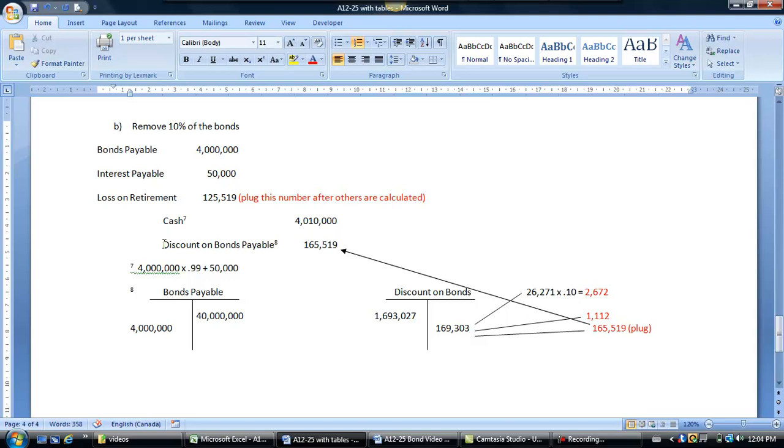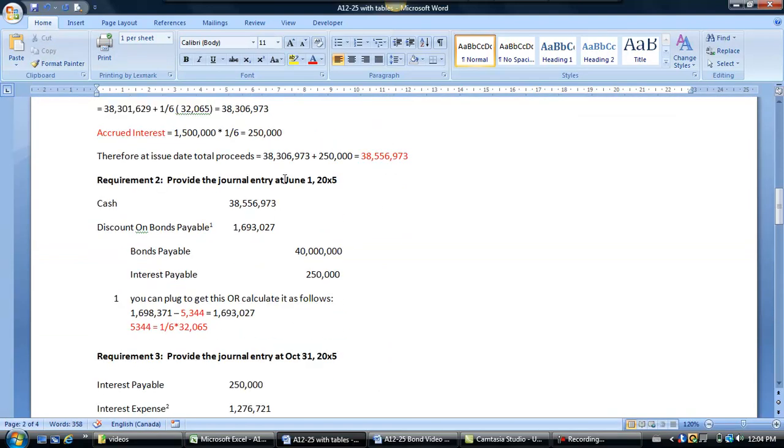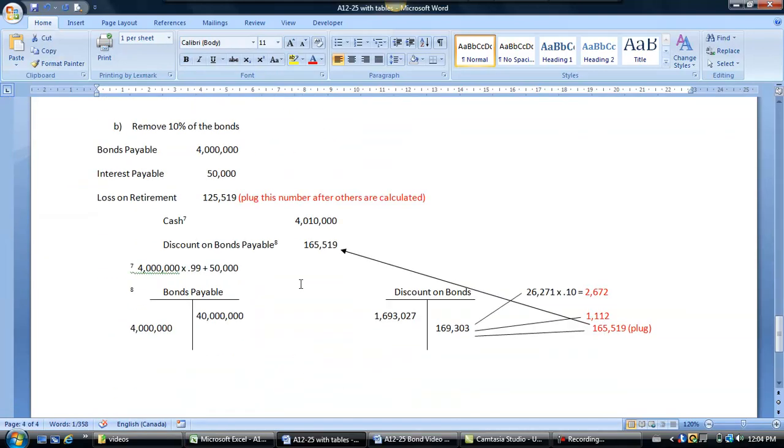Now, if we look at how we calculate the discount, let's look at it by using a T account. We know that when we issued this 40 million in bonds, we also booked a discount of $1,693,027. So this discount that we set up on June the 1st is associated with the $40 million in bonds. If you're not clear on that, let's go back to what you did. June the 1st, this is where you set up the discount. This is where you set up the bond liability. No problem there.